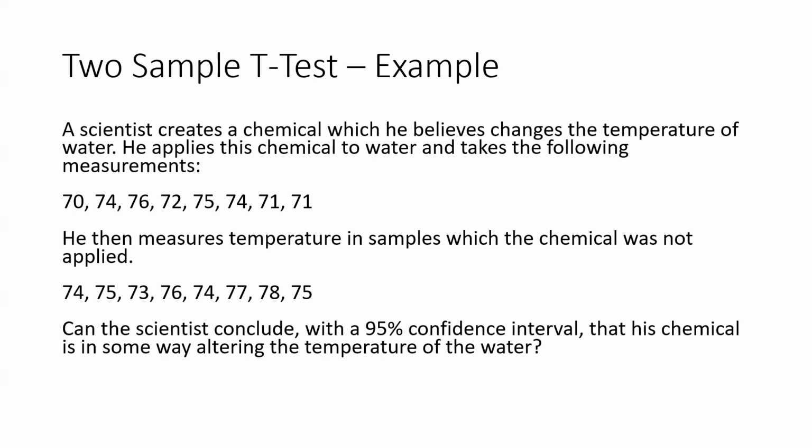Okay? So in this example, it's a two-sample t-test. A scientist creates a chemical which he believes changes the temperature of water. He applies this chemical to water and takes the following measurements. He then measures temperatures in the sample in which the chemical was not applied. So here it's being applied. Here is different samples where it's not applied. So applied, not applied, and the samples of each. Can the scientist conclude with 95% confidence that his chemical is in some way altering the temperature of the water?